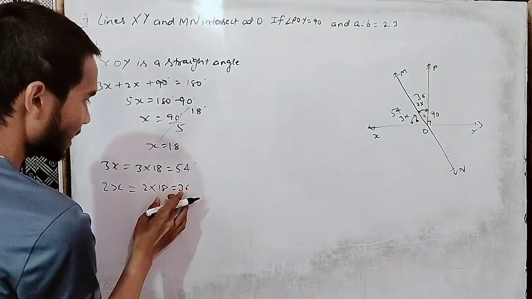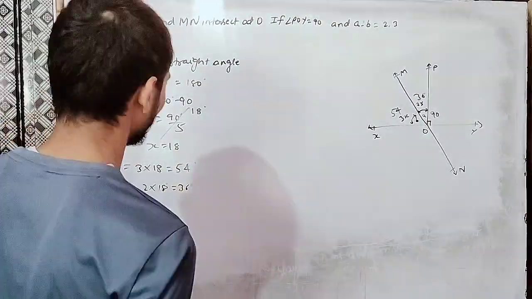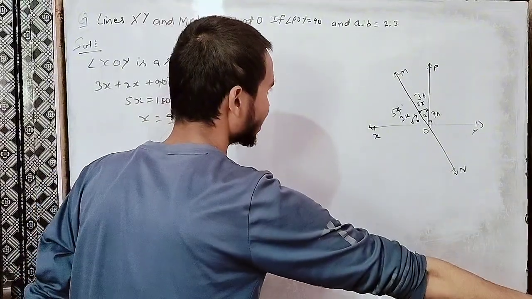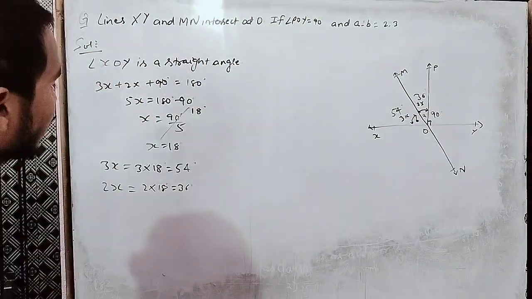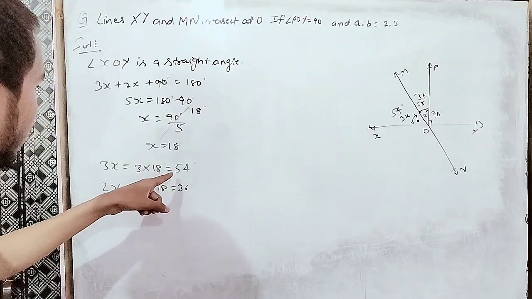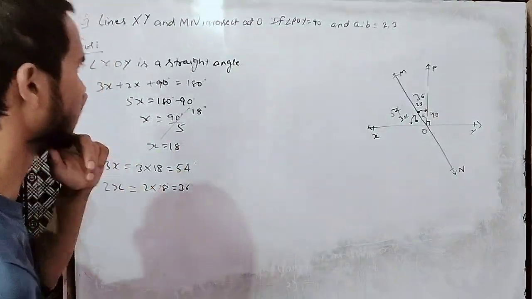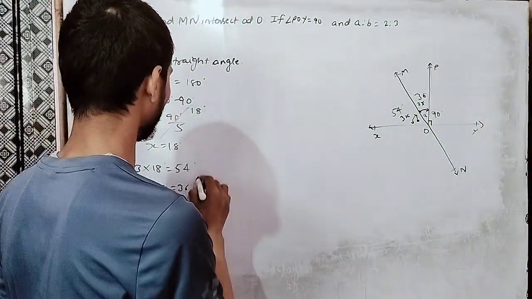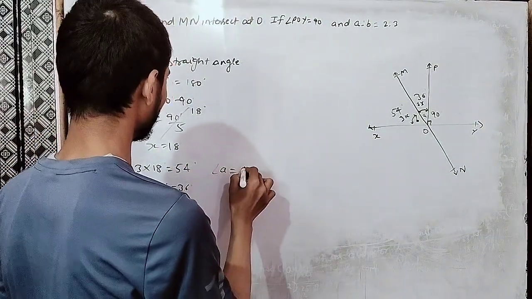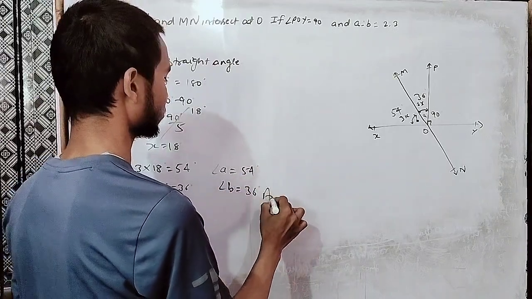50 plus 30 is 80, and 4 plus 6 is 10, so 90. As we were saying, the sum of these two angles would be 90, and here we have 90. So we found that angle A is 54 and angle B is 36. This is the answer.